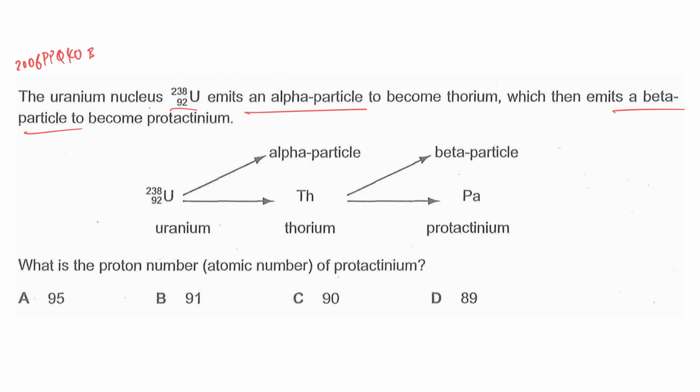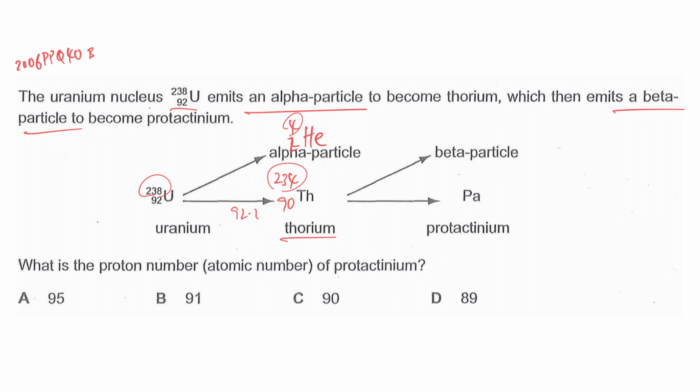Let's do the alpha particle. Let's recall it is 4, 2. So the total mass number must be the same. So this will be 238 minus 4, so this is 234. How do you check again? 234 plus 4 must be equal to 238. Then for the proton number, it's 92 minus 2, so this will be 90.